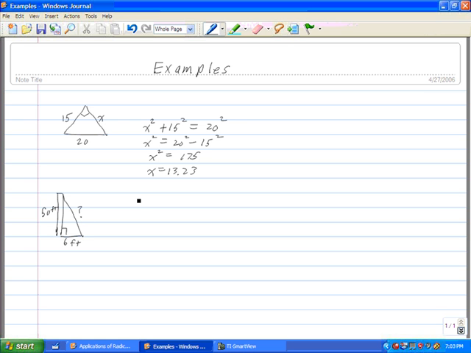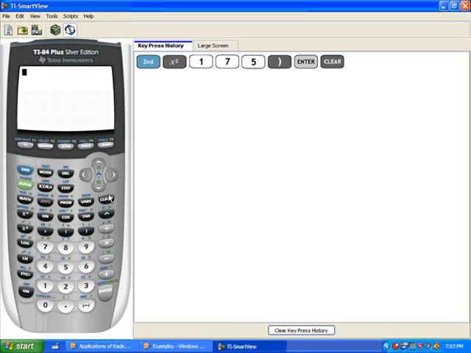The question would be, how long should the guy wire be? If we get to pick our own variable, we're going to want to use a c for the missing value. So we would say that 50 squared plus 6 squared equals c squared, where c is this side. So again, back to the calculator. 50 squared plus 6 squared is 2536.